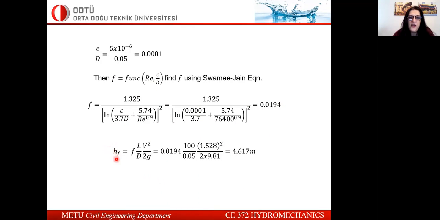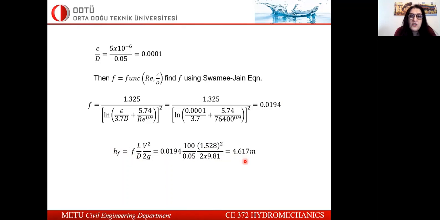So for the h_f calculation using the Darcy-Weisbach equation, just substitute each term: f, L over D, V squared divided by 2g. We obtained that it is equal to 4.617 meters. Now, this is the thing that is asked in the question, friction loss or head loss.